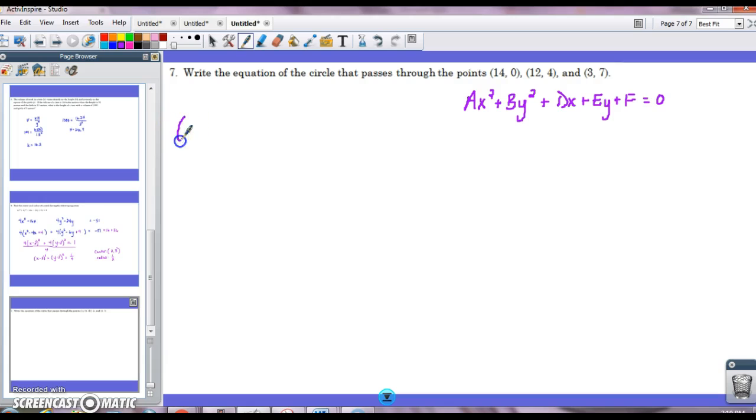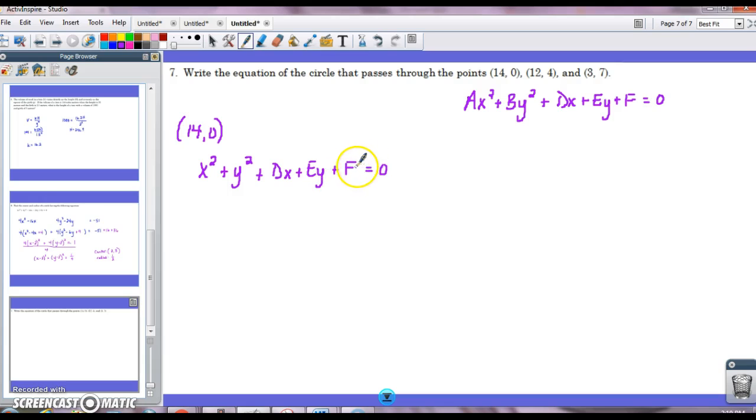So we'll start with the first point, 14, 0, and we say x squared plus y squared is the equation that we're using, where a is 1 and b is 1. Let me go back, because we're using the point 14, 0. So this is the equation: x squared plus y squared plus dx plus ey plus f is equal to 0.